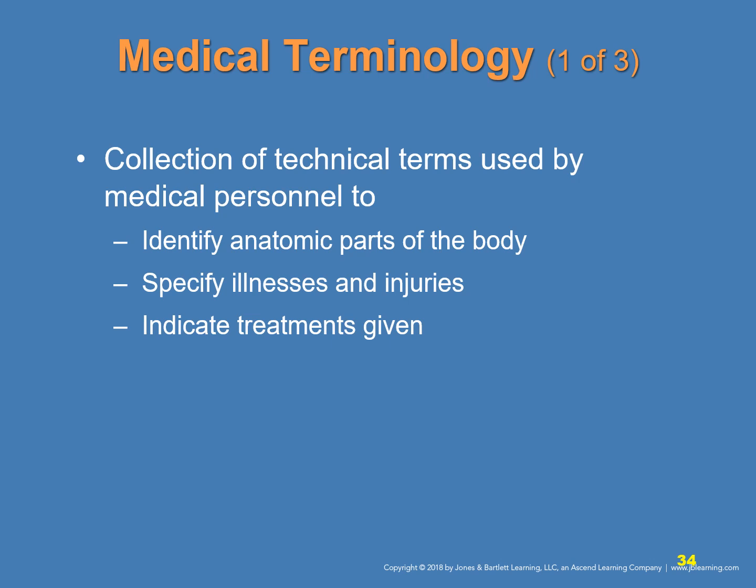All right, let's talk a little bit about medical terminology. Medical terminology is a collection of technical terms used by medical personnel to identify anatomic parts of the body, specify illnesses and injuries, and indicate treatments given. Medical terminology is intended to clarify language so that one person can communicate clearly to another the anatomic location of an injury, signs and symptoms of a disease, and treatments given.